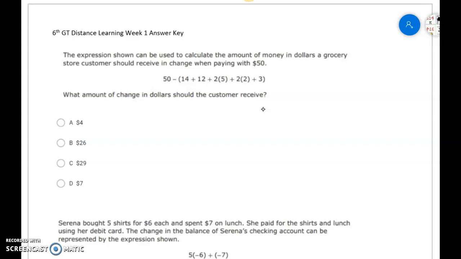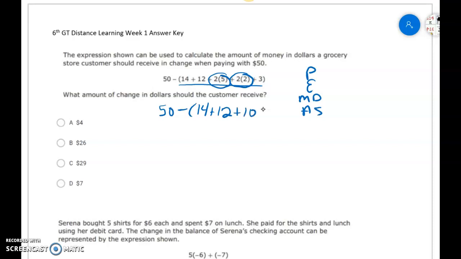The expression shown can be used to calculate the amount of money in dollars a grocery store customer used to receive when change was paying for $50. What amount of change in dollars should the customer receive? So remember, we did this at the beginning of the year, and we are going to have to use PEMDAS. So we can see we do have this giant parentheses within this. So I'm going to rewrite. And within that, we need to go in order from left to right. So we're actually going to have to multiply these first. So 50 minus, I'm going to go ahead and write my 14 plus 12.